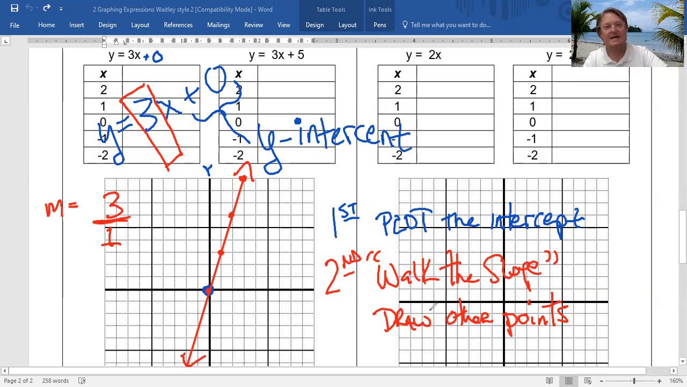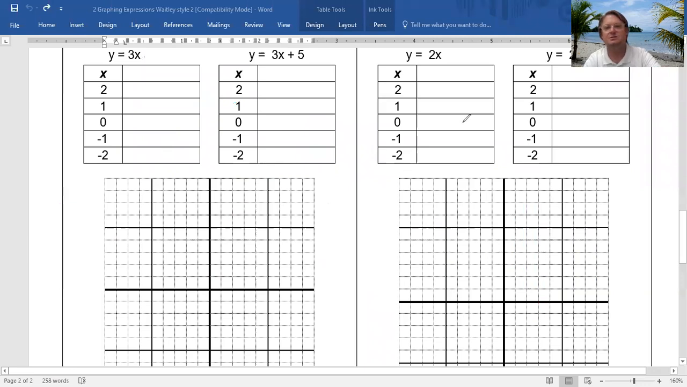Okay? That is all. So if you need to jot down those notes, make a mental note of it, or take a snapshot or a screenshot or something, go ahead. I'm going to erase it. And we're going to move over to the 3x plus 5. Y equals 3x plus 5.